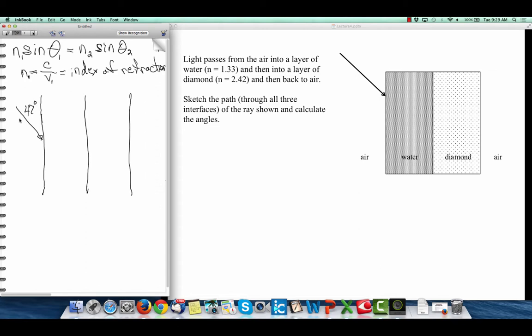Our angles are always defined with respect to the perpendicular, the normal, through the interface. So the very first thing I would do, if I had an interface right there, is draw a perpendicular line to that interface. Every time you have a ray coming into an interface, the very first thing, sketch a perpendicular line, because all your angles are measured with respect to that perpendicular line. So you're going to need that every step of the way. All right, I'll give you a few minutes. Talk about it all you want. Sketch it out.